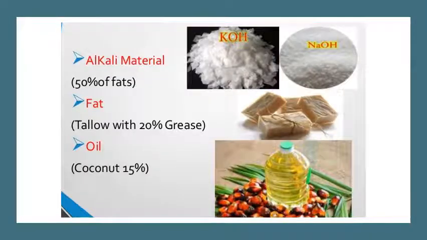So here you can see the raw materials as we have discussed: the alkali and the fat. For the alkali, we can use potassium hydroxide and sodium hydroxide. For the fat, we can use animal fat, here the tallow with 20% grease. The coconut oil, olive oil, and palm oil are the vegetable oils that can be used for soap making.